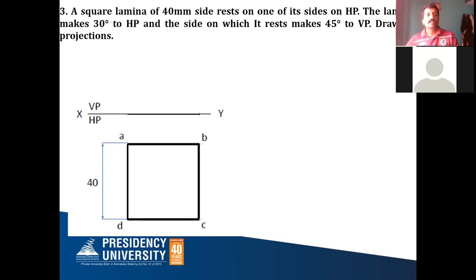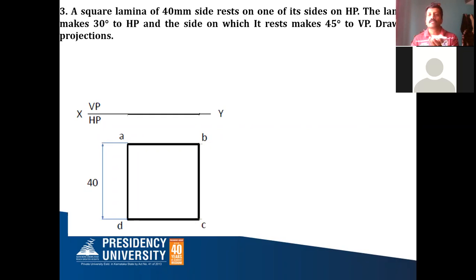So he says square lamina. So assume that this is your square lamina. He says it is resting on one of its sides on HP. So it has got 4 sides, so it can rest on any one of the sides. So you take any one of the sides on your left side, and he says it is resting on HP. So you keep the entire lamina on HP and draw the top view. That is true shape. The front view looks like a straight line which is equal to the side of your square.